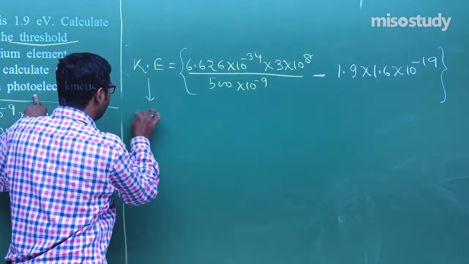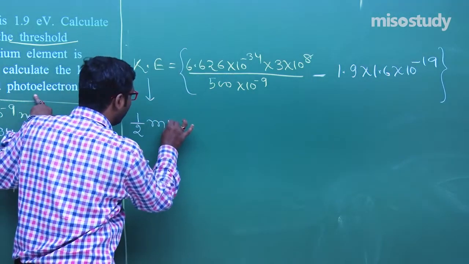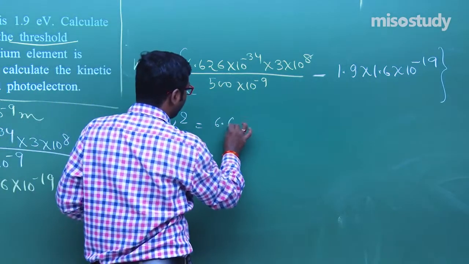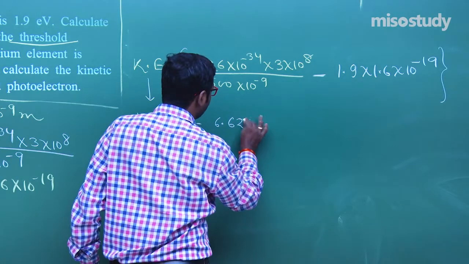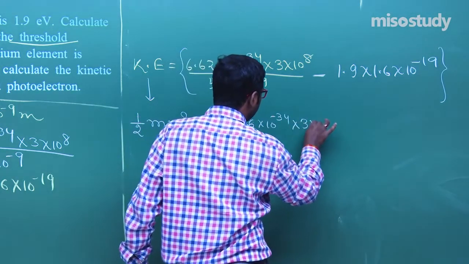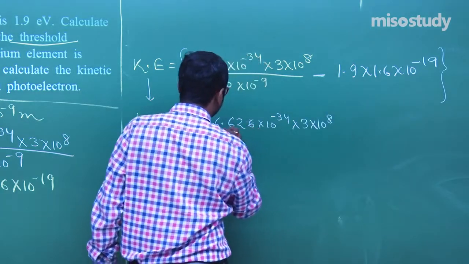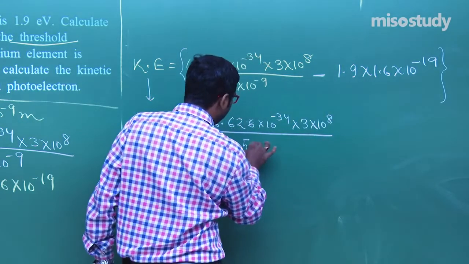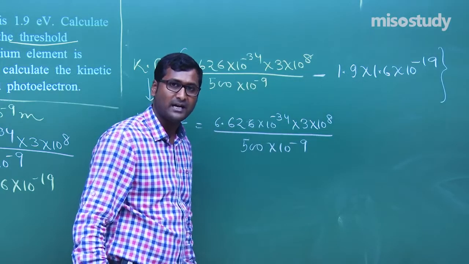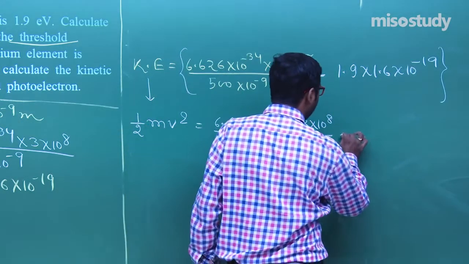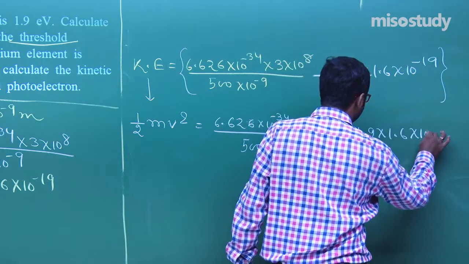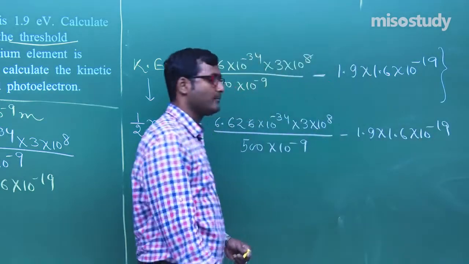As we know, kinetic energy is equal to half mv square. Put there, half mv square is equal to 6.626 into 10 to the power minus 34 into 3 into 10 to the power 8 divided by 500 into 10 to the power minus 9. Am I right? Yes, sir. That is minus 1.9 into 1.6 into 10 to the power minus 19.